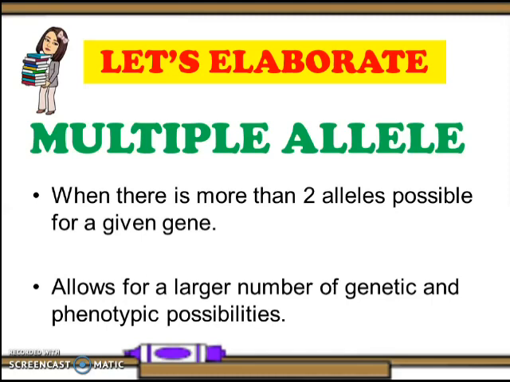Alleles are alternative forms of a gene that controls a certain trait. Normally, a gene is controlled by only two alleles, but there are genes that have two or more alleles. Even though three or more alleles exist for a particular trait, an individual can only have two alleles, one from the mother and one from the father.